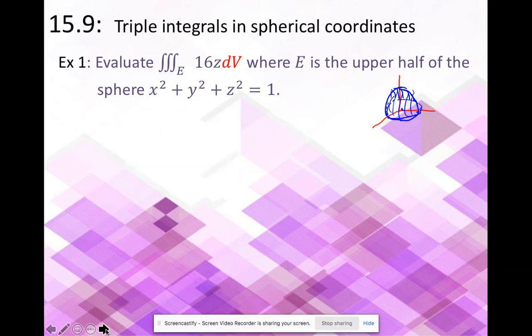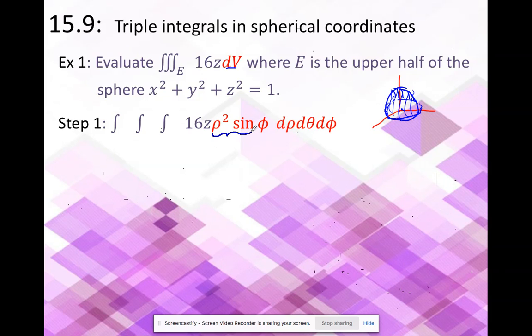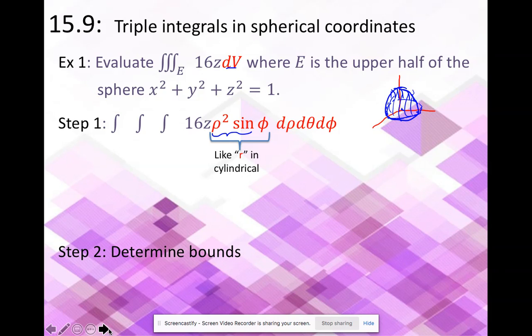So what do I need to do? Step 1, pay the price, right? I'm going to take this dV and turn it into d rho, d theta, d phi. It's just tradition; it doesn't matter the order you do these in as long as you line everything up. D rho is always first, though I've seen these two switched around. But pay the price. Then determine my bounds.